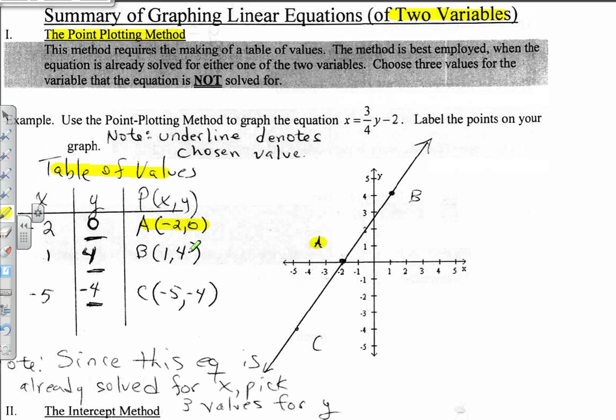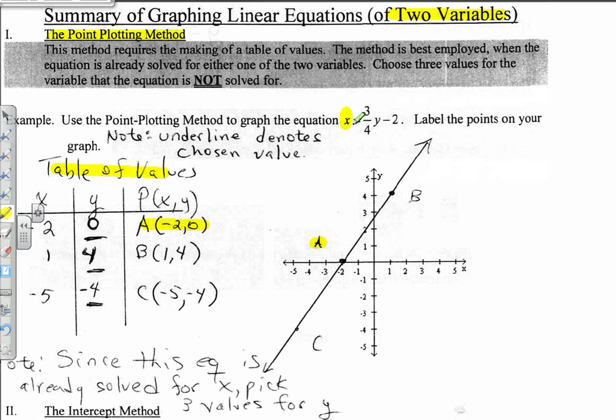Okay, so let's see what it says about the point plotting method. This method requires making a table of values. In fact, you only want to use this method when the equation that you're trying to graph has one variable that it's already solved for. For example, look at the example that we're about to do. Do you see that this equation is already solved for x? So you want to use this method whenever the equation is already solved for either x or y. In this case, this one is solved for x.